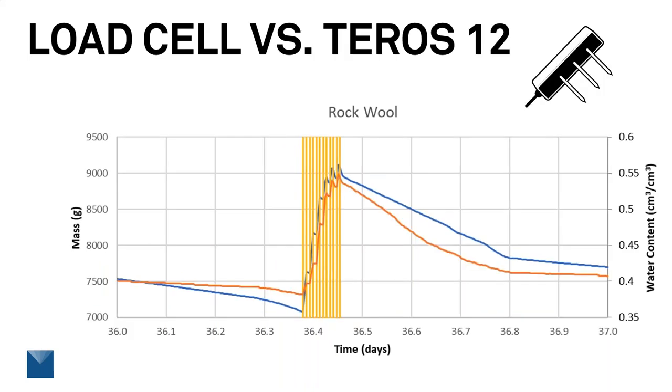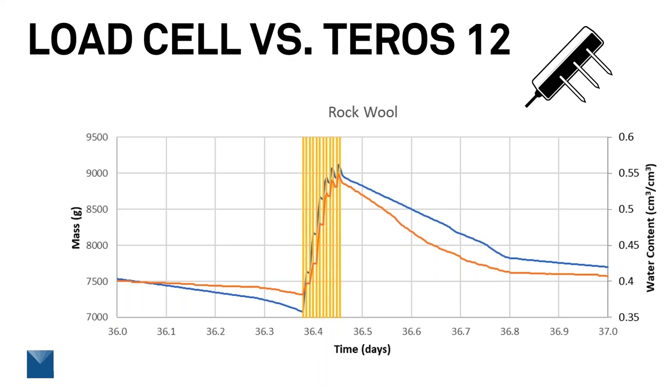This graph shows the same data as the last one, but I've added now the water content data measured with the Arroyo TEROS 12 sensor, and that's the orange line, and you read that on the right axis. Note that the changes in water content are very similar to the changes in weight. That shouldn't be surprising, but it should give us confidence in the TEROS 12 for managing irrigation. The TEROS 12 is fairly inexpensive. It's pretty easy to install and it's easy to monitor.